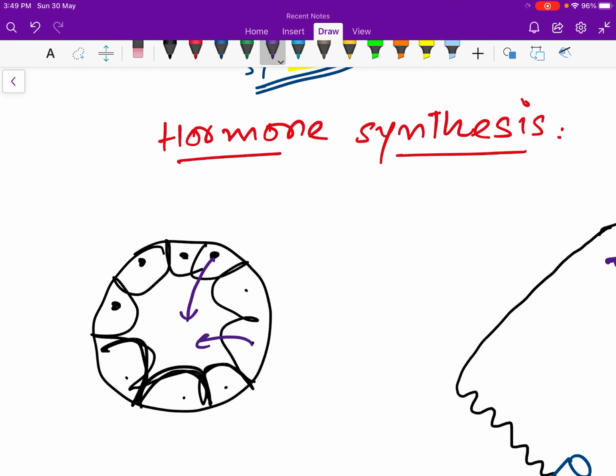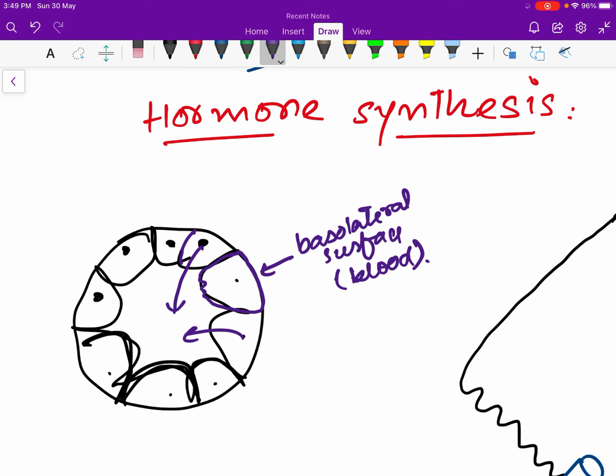So this is a follicular epithelial cell. Now this surface is called the basolateral surface. This is in contact with blood. Wherever you see a basolateral surface, it means that's in contact with blood, and there will definitely be a sodium potassium pump. The other surface is called the apical surface, which is in contact with colloid.